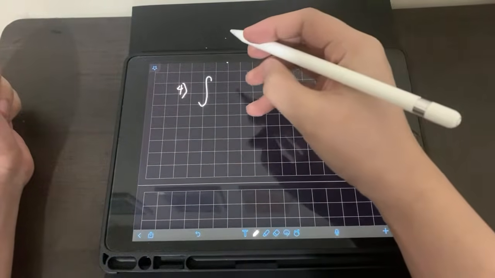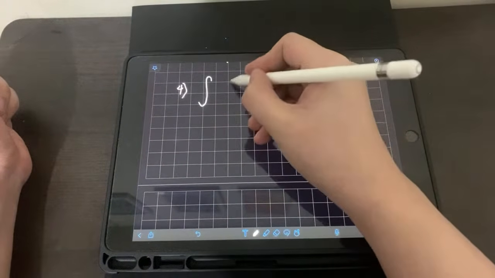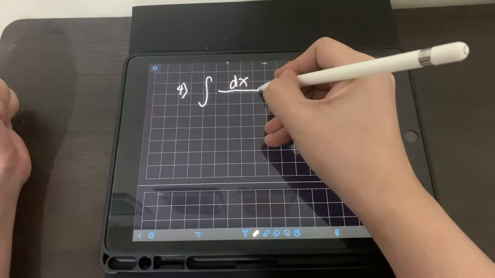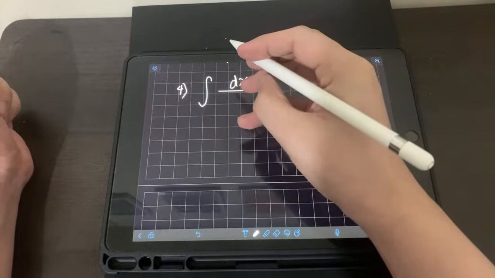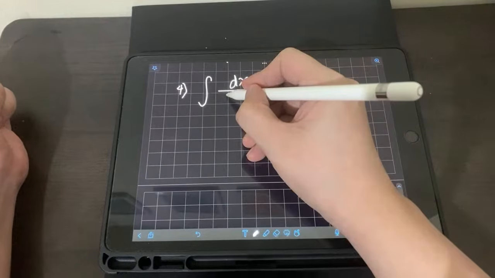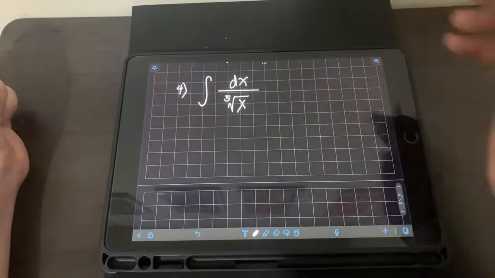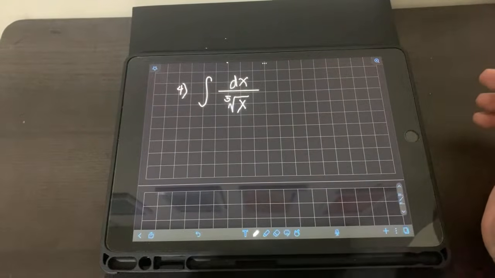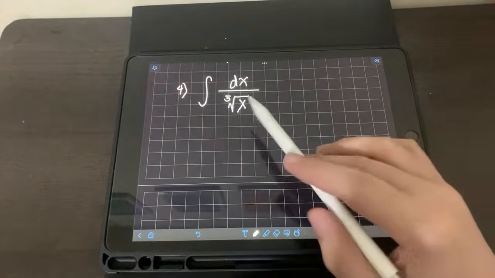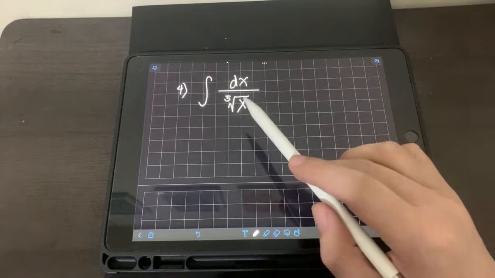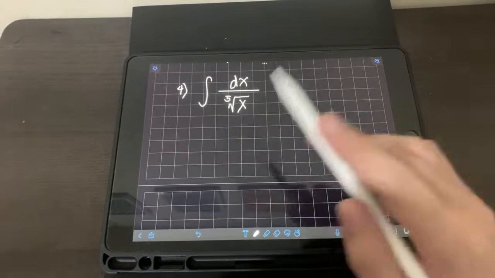Integral of dx over fifth root of x. Okay, so how can we evaluate this integral of dx over fifth root of x?